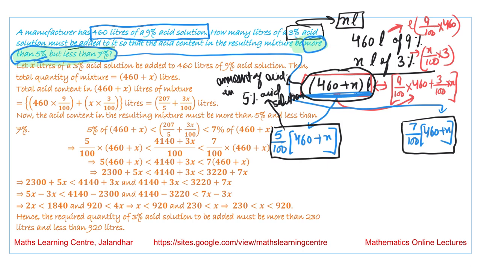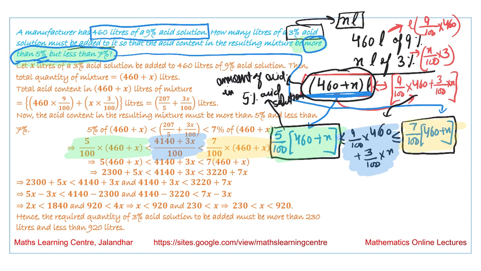So what we require here is that the amount we have, 9 by 100 into 460 plus 3 by 100 into x, should lie between these two values. So these are the inequations given here. We are saying that 5 by 100 into 460 plus x should be less than this value. If you calculate, you get 4140 plus 3x by 100, and it should be less than 7 by 100 into 460 plus x.